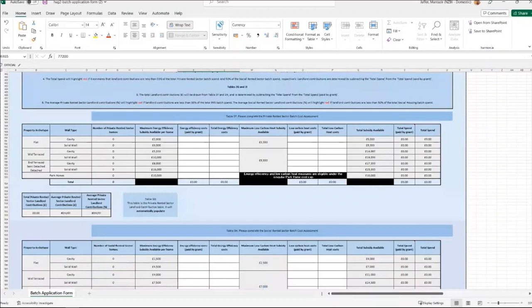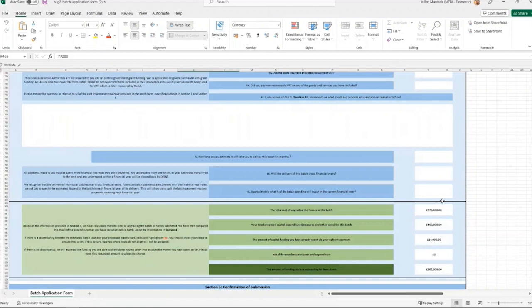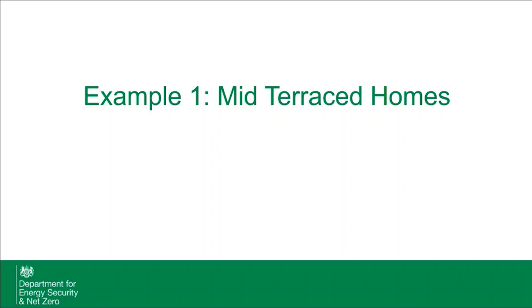So this is what a completed batch here looks like, and you'll see at the bottom all of the costs align and they balance out. So all the costs that we have spent up front and the additional capital expenditure aligns with the total cost that we have logged for the batch. What I will jump back to is now, okay, so that was a completed mixed terrace property.